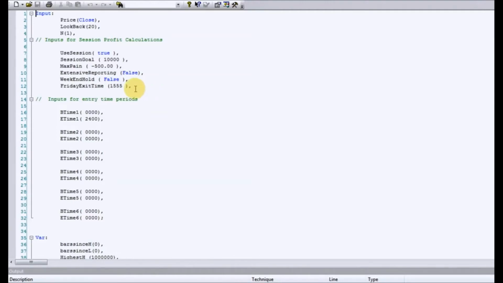So this is your key. You're making your key up here. The inputs for session profit calculations is your key, and then where do we put these? Later on, we're going to see these. Right. Yeah. So this is all to do with maximum pain, which is max loss, and then what your goal might be for the day, and whether you want to hold over the weekend. So these are inputs, and you're allowed to actually write true when it's applied to the chart.